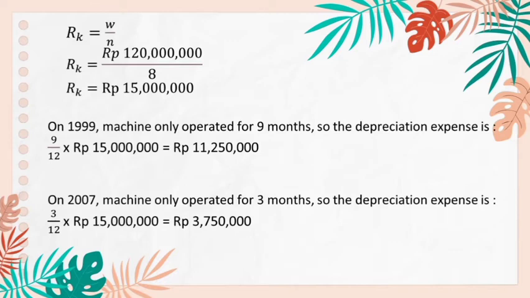And in 1999, the machine only operated for 9 months. So the depreciation expense is 9 divided by 12 multiplied by 15 million rupiah. Then we get 11,250,000 rupiah. And in 2007, the machine only operated for 3 months. So the depreciation expense is 3 divided by 12 multiplied by 15 million rupiah, and we get 3,750,000 rupiah.